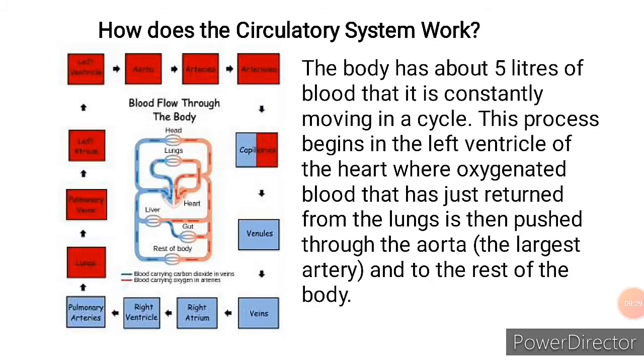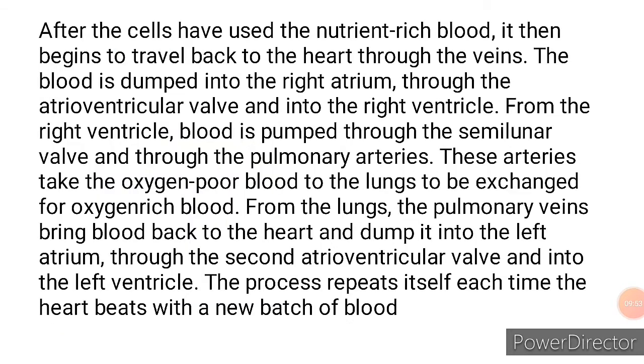The body has about 5 liters of blood that is constantly moving in a circle. The process begins in the left ventricle of the heart, where oxygenated blood that has just returned from the lungs is then pushed through the aorta, the largest artery, and then to the rest of the body. And then the brain tells the heart which part of the body needs the blood the most, and then from there it will be circulated through different parts, through the veins and the arteries. All right, that's what you need to know.